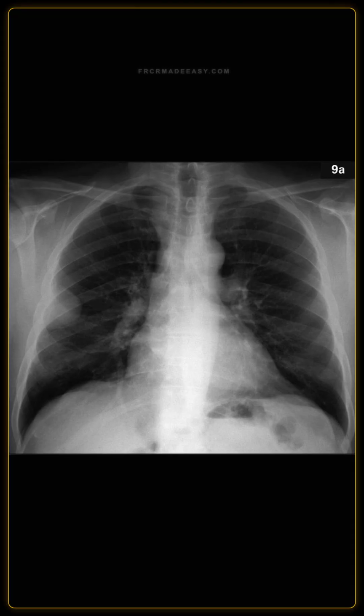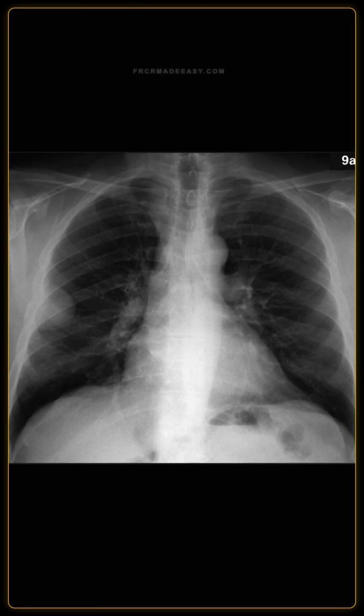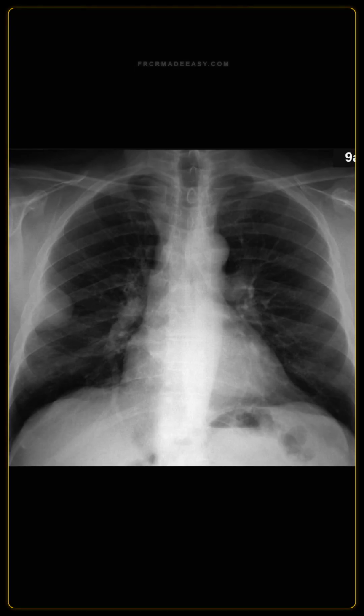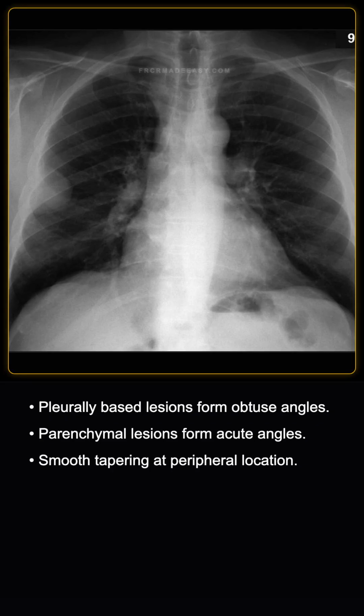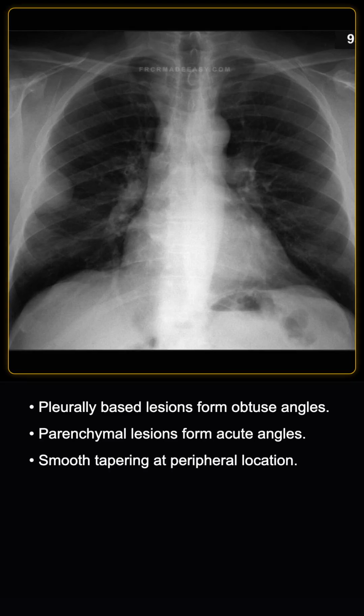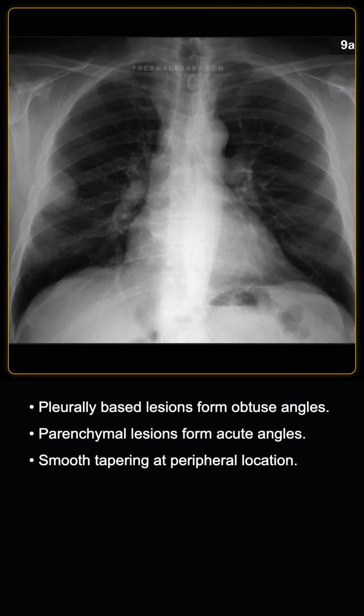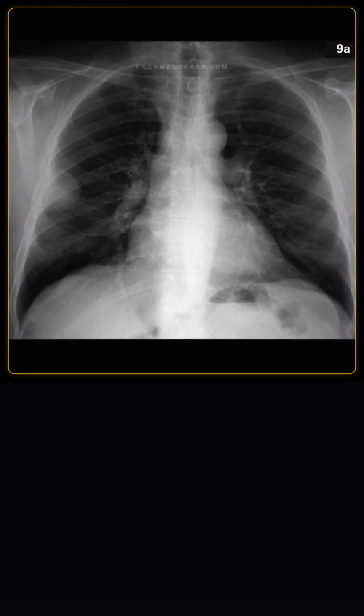How do you radiographically distinguish a pleural-based lesion from a pulmonary parenchymal lesion on a chest radiograph? Pleurally based lesions are distinguished from parenchymal lesions by forming obtuse angles with the chest wall, having smooth tapering edges, and a peripheral location. Parenchymal lesions form acute angles with the pleural margin.